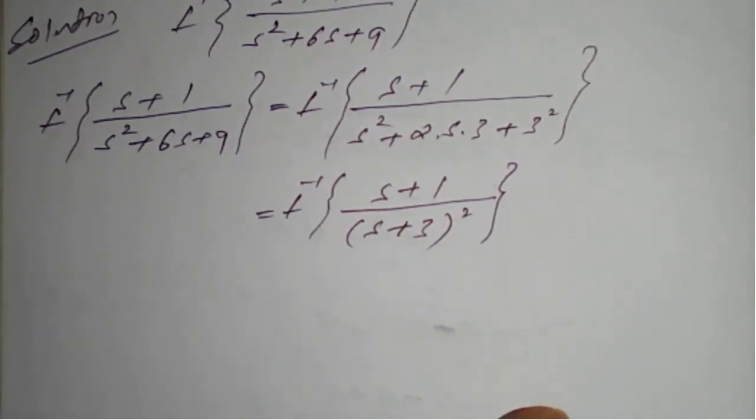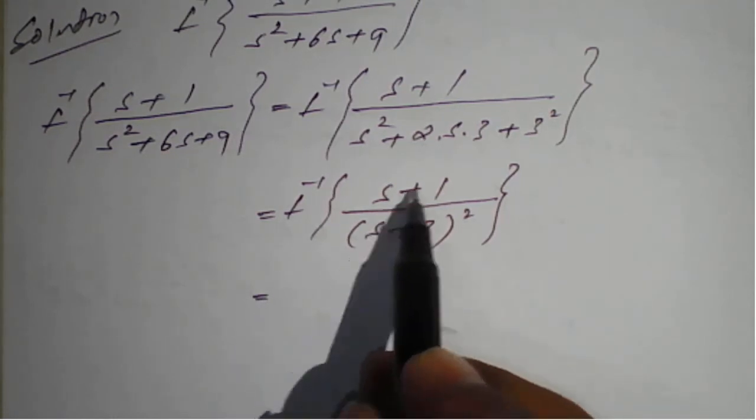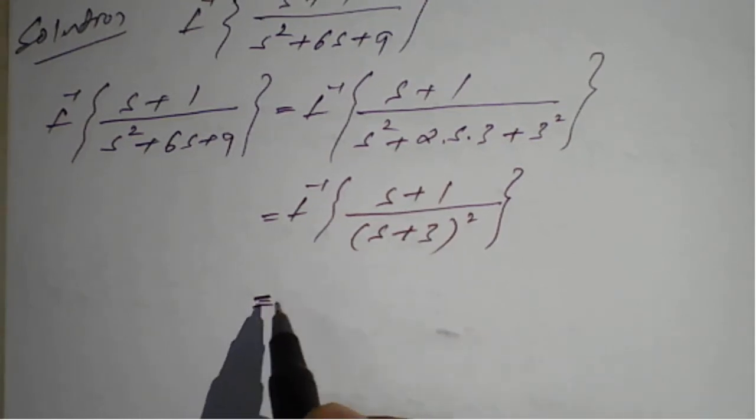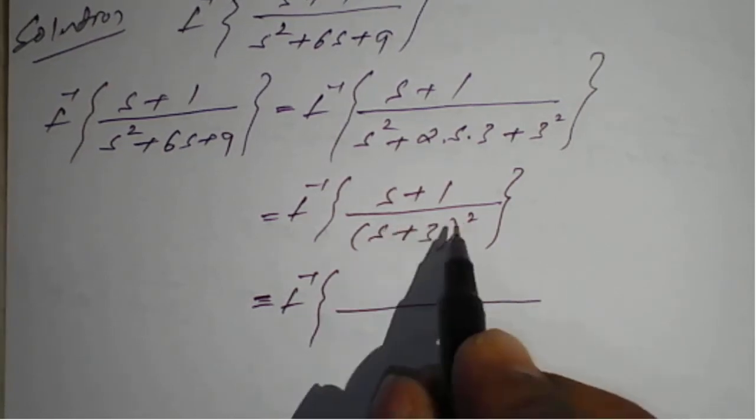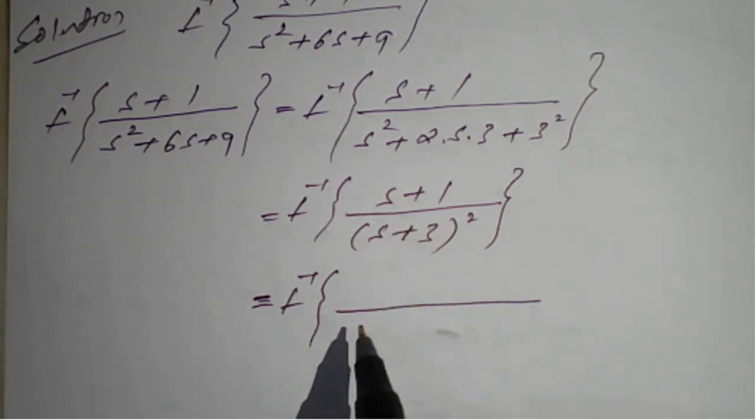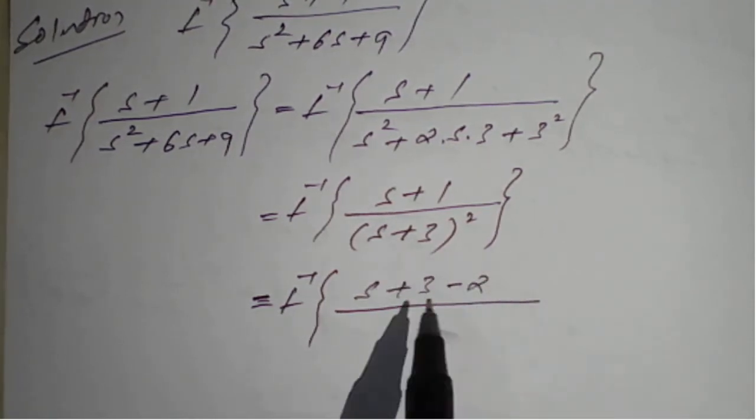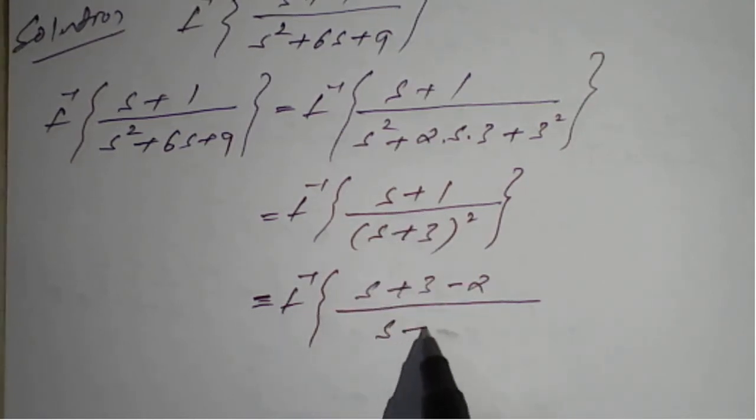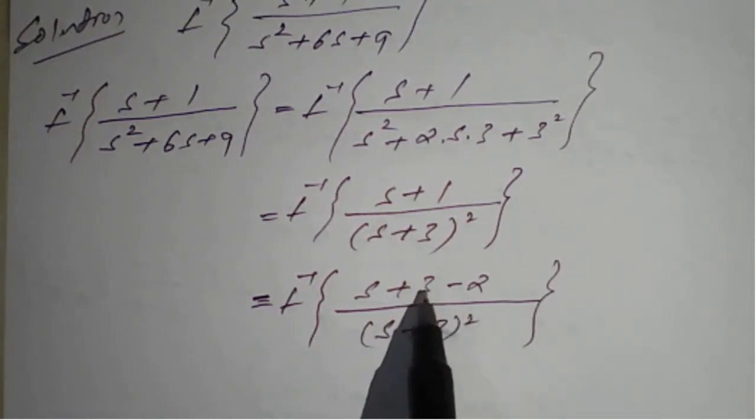Therefore, the denominator work is over, so the numerator we need to rearrange. Since the denominator has s plus 3, we also need the term s plus 3 in the numerator. To make that arrangement, L inverse of, s plus 1 we will write as s plus 3 minus 2. So 3 minus 2 will get back plus 1. I made this arrangement, and the denominator is as it is.